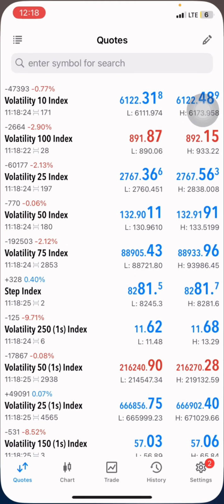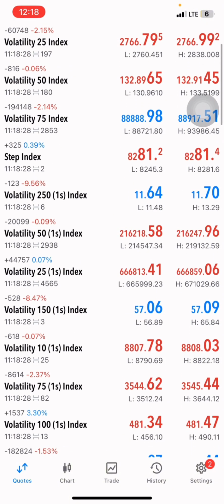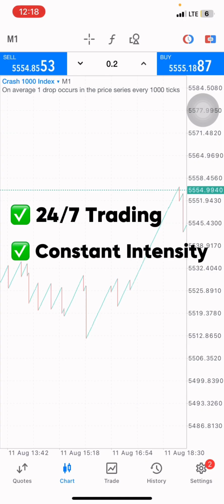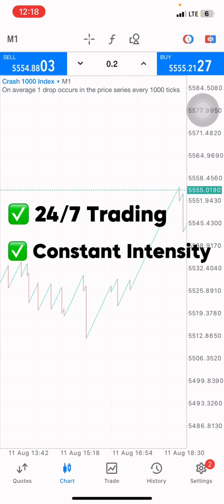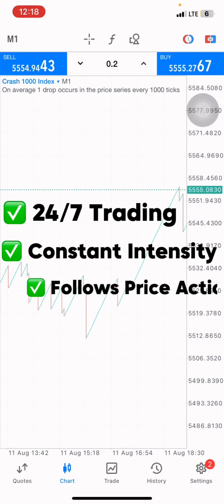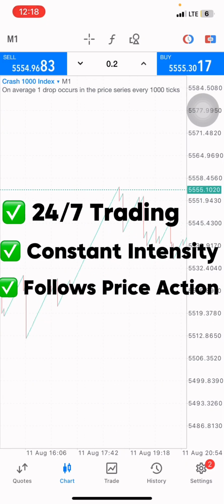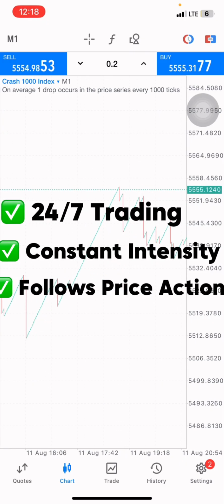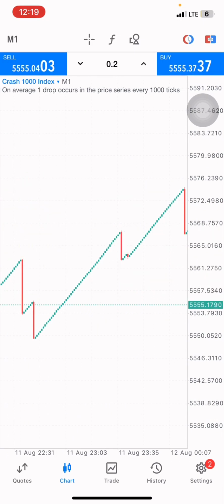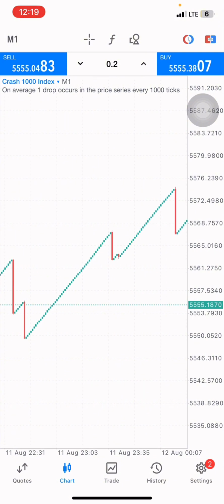Now let's talk about the advantages. The advantage of volatility indices is that there's 24/7 trading and constant volatility. Every pair has its own level of intensity which you should know so that you can easily manage them. The market is always on, Monday to Sunday, 12 a.m. to 12 a.m. It doesn't ever stop, and it obeys price action very well. It's organized by algorithms. It's not manipulated by big banks or big institutions that control the market. It's only controlled by algorithms, so it obeys price action very well.